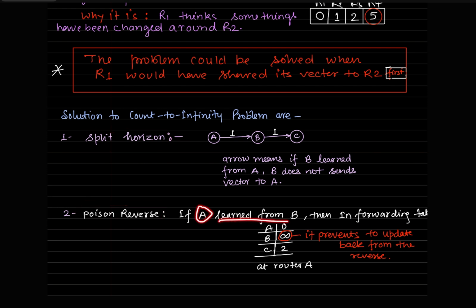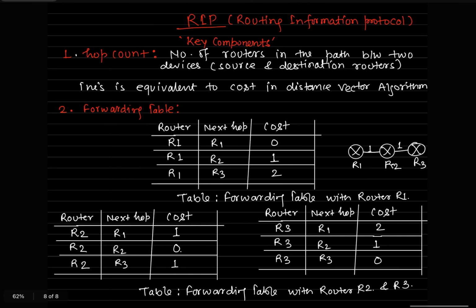Suppose A has learned from B, then router A will change its vector entry corresponding to B to infinity, because we have learned from B. So we will not make any changes from B to A. That's why we have made the entry infinity. It prevents updates coming back from the reverse direction. I hope this is clear.